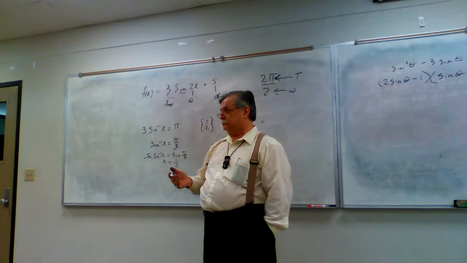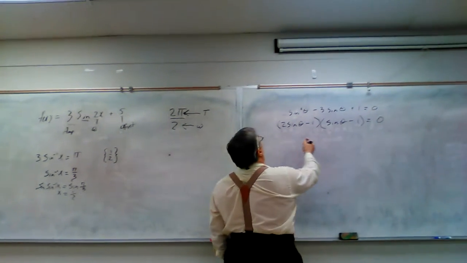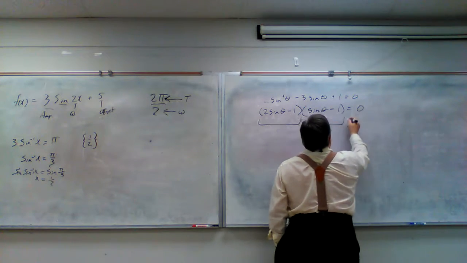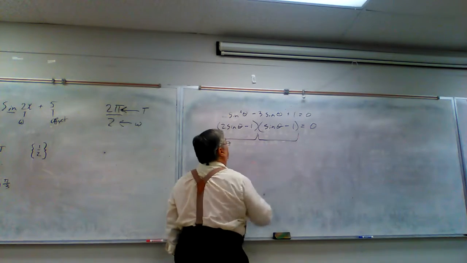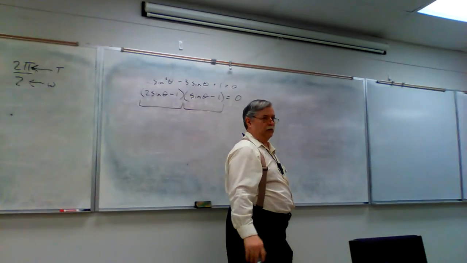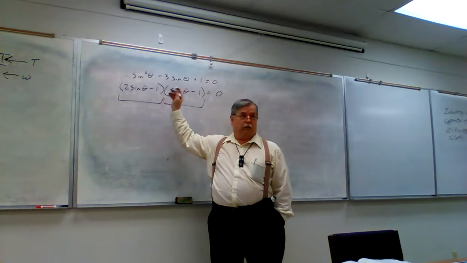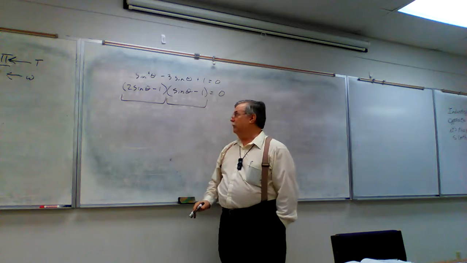But if you can factor it, we now know that in order for this to equal 0, one or both of these factors must equal 0. So anytime either or both of these equals 0, then the whole equation becomes 0.